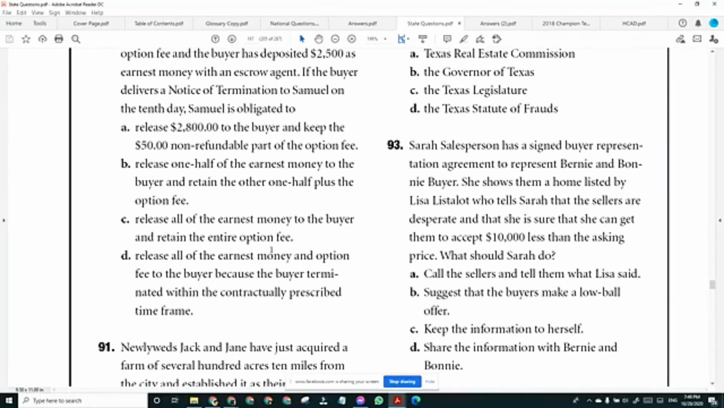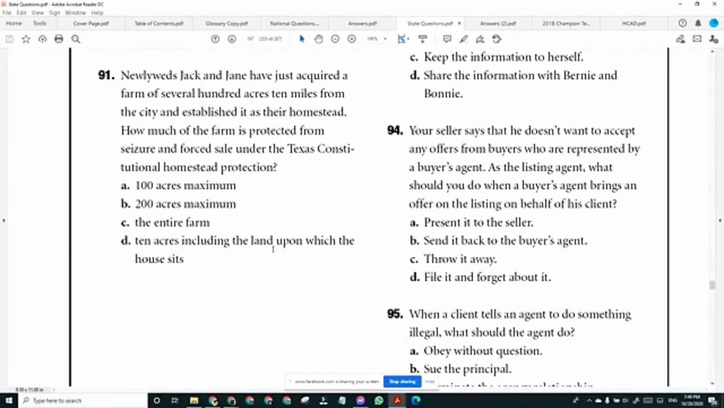91. Newlyweds Jack and Jane have just acquired a farm of several hundred acres 10 miles from the city and established it as their homestead. How much of the farm is protected from seizure and forced sale under the Texas constitutional homestead protection? A, 100 acres maximum. B, 200 acres maximum. C, the entire farm. D, 10 acres including the land upon which the house sits.